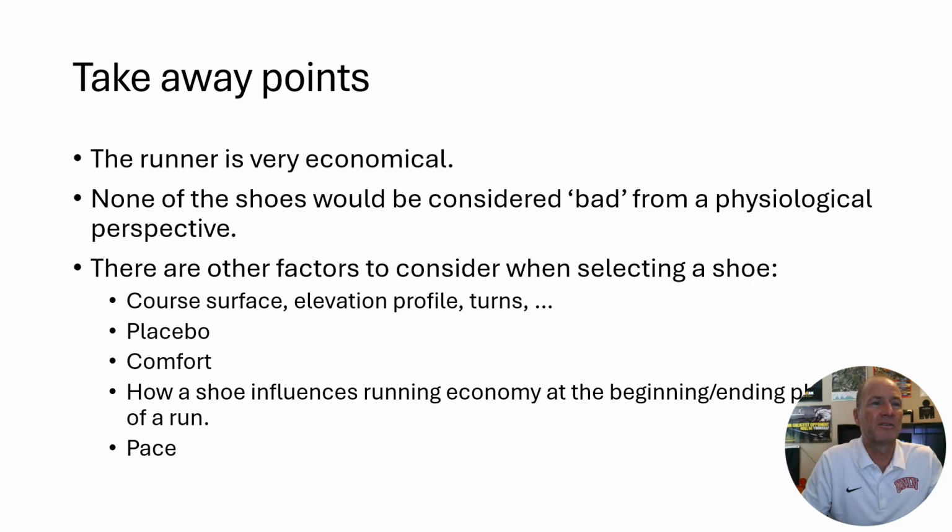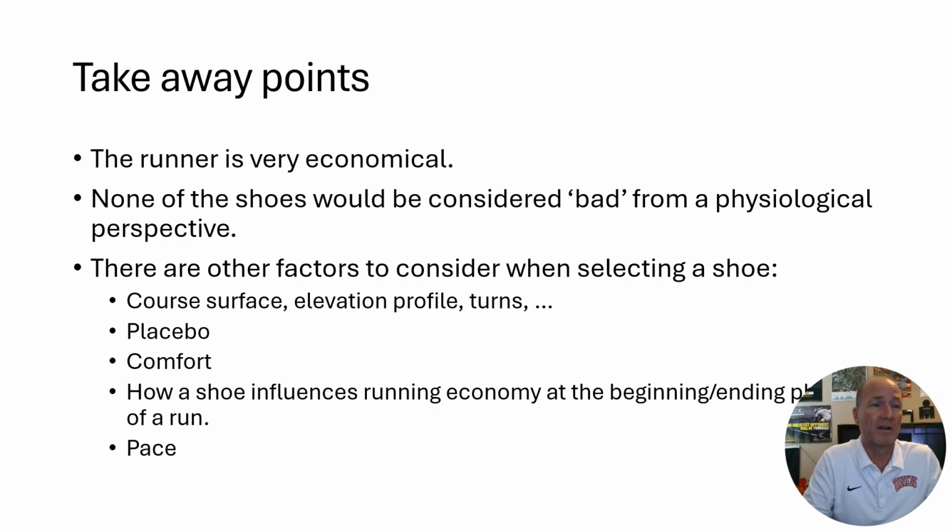There's lots of factors besides physiology that we have to consider when selecting a shoe. The course surface, the elevation profile, the turns. So think about our test was on a treadmill, a very controlled surface. The speed was set at 10.3 miles per hour, driven by a motor. When we're running outside, running on pavement is different than running on a grass course. A golf course, for example.